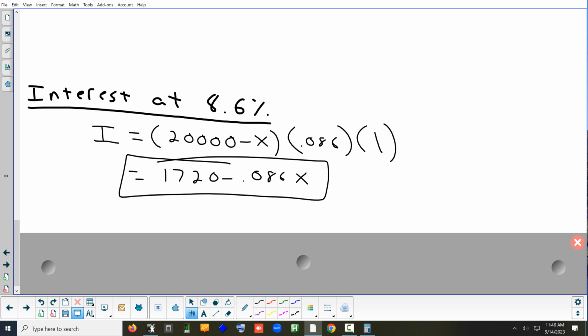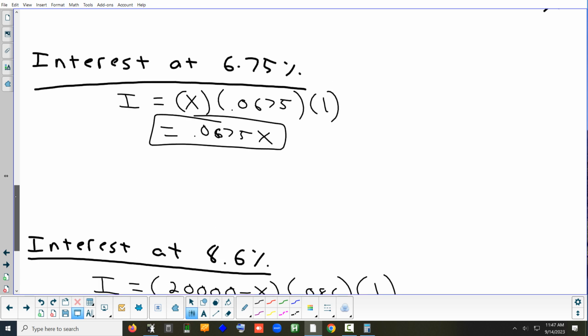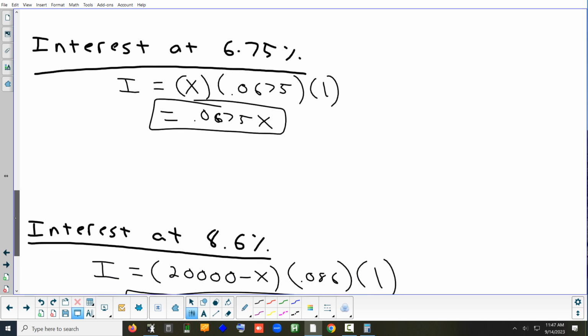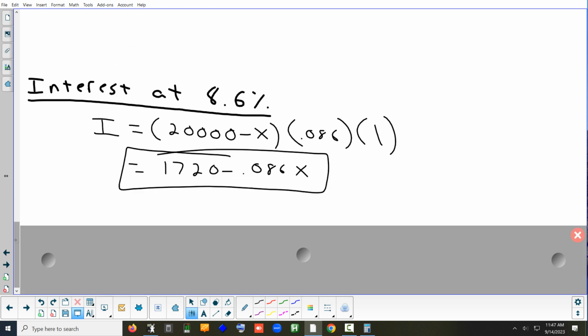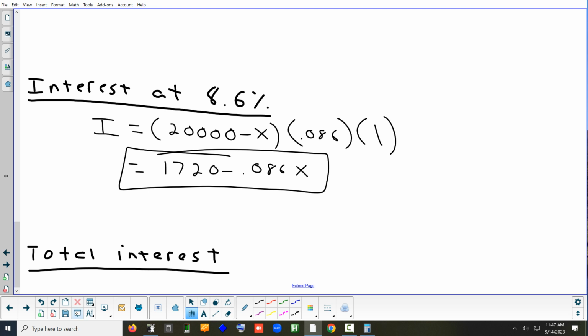I know that's not slope-intercept form. If you want to rewrite it with plus 1720 at the end, that's fine, but it's not necessary. Okay, so there's the interest at 6.75%. There's the interest at 8.6%. What do we do with those to find the total amount of money?